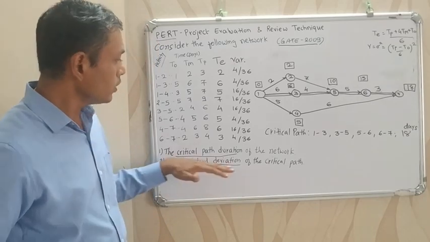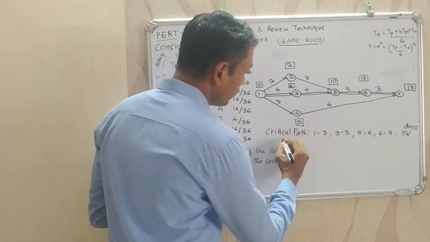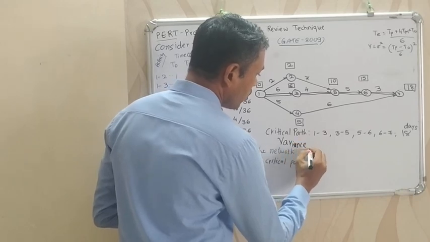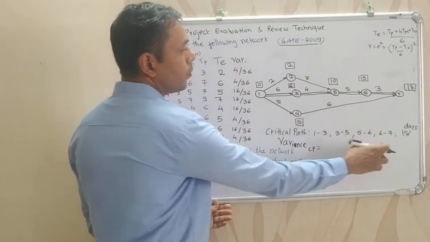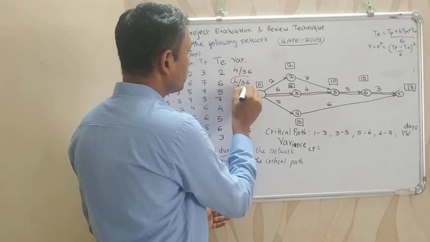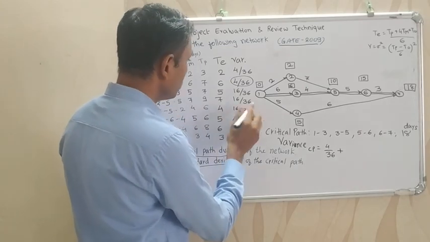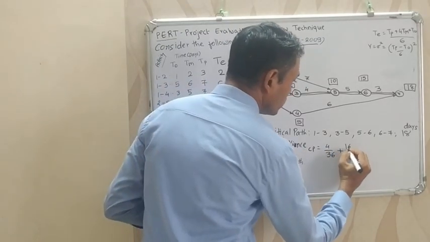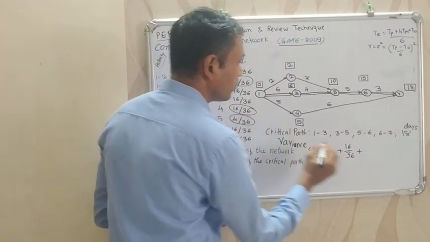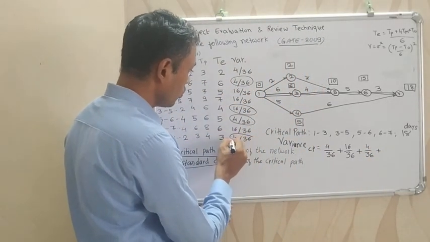Now the next question is to calculate the standard deviation. For that, first we calculate the variance. We have already calculated the variance. So now, the variance of the critical path is the sum of the variances of this critical path. First is 1 to 3, so that is 4 by 36, plus 3 to 5, that is 16 by 36, plus 5 to 6, that is 4 by 36, and 6 to 7, that is also 4 by 36.